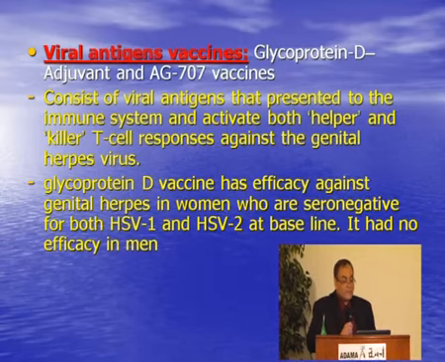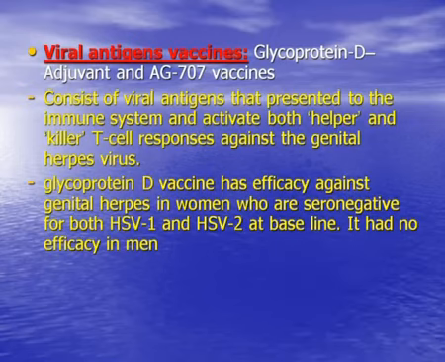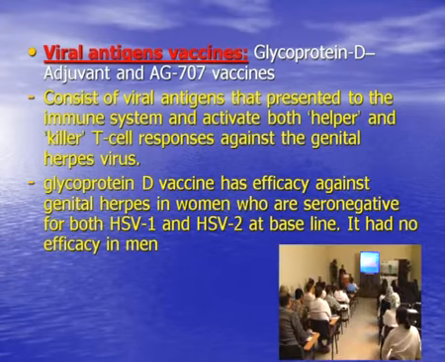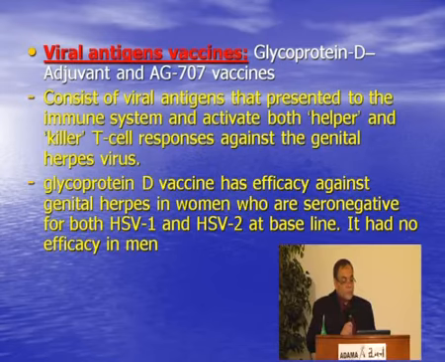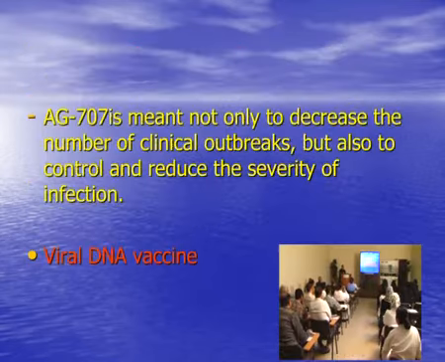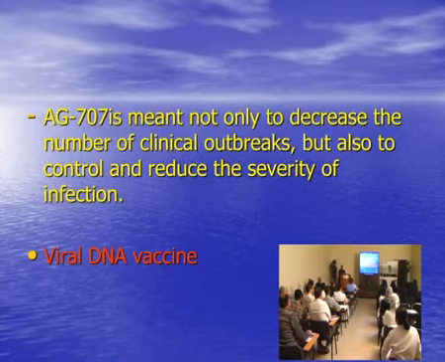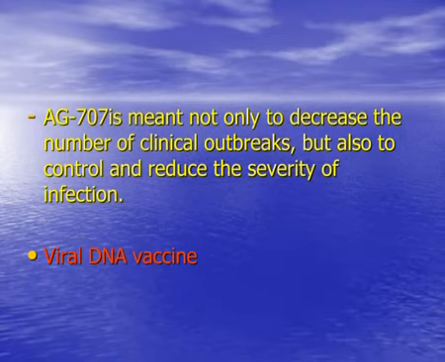Viral antigens vaccine consists of viral antigens that are presented to the immune system and activate both helper and killer T cell response. It had no effect on men, but can have some effect on women who were not previously exposed to herpes simplex virus. Also, there is a viral DNA vaccine, which is something new, but till now not approved.